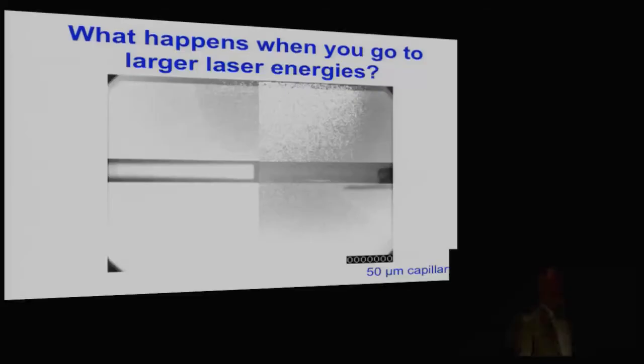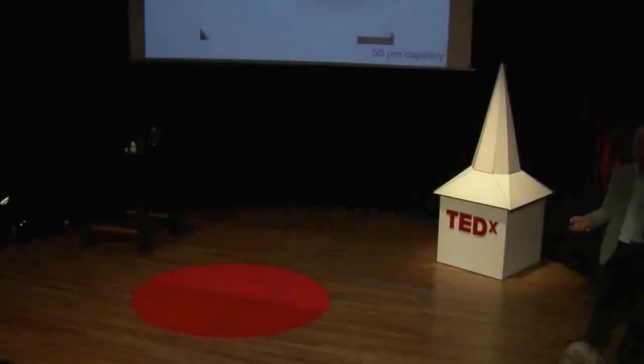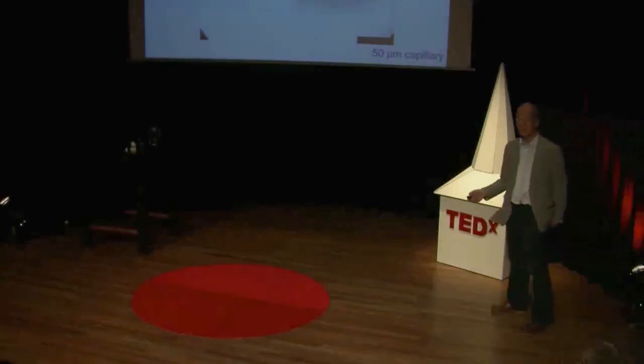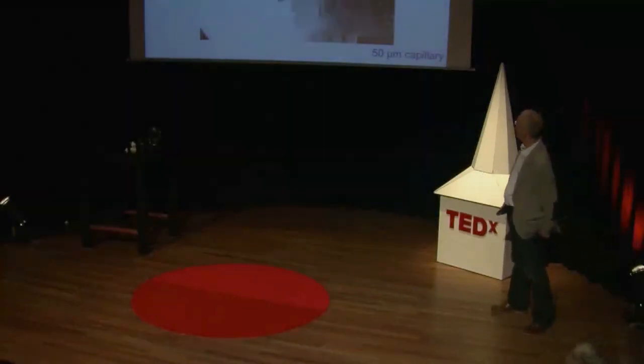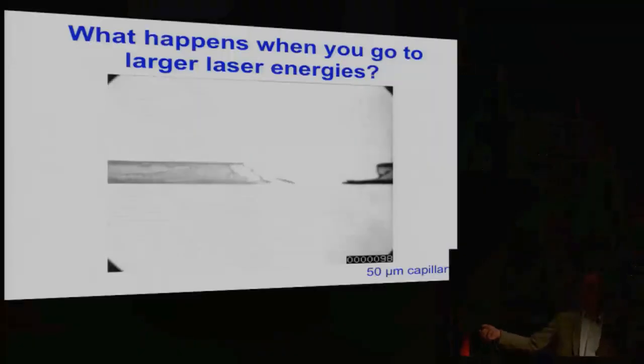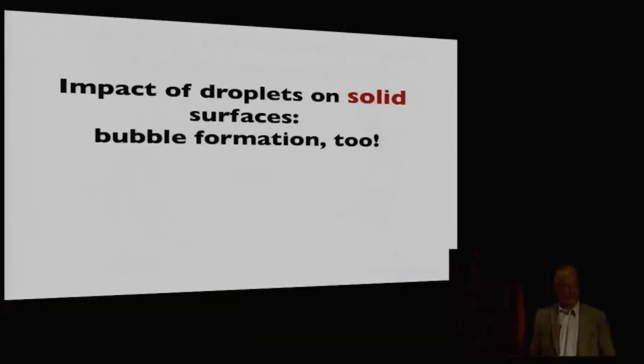I mentioned 1,000 meters per second, but you may wonder, what is the threshold? Why can't you go to 2,000, to 10,000 or so? And any guesses why this is happening? So here we tried with more laser energy to have a bigger bubble, and it goes wrong. So here the event is so violent that the capillary is broken. So sometimes experiments go wrong.